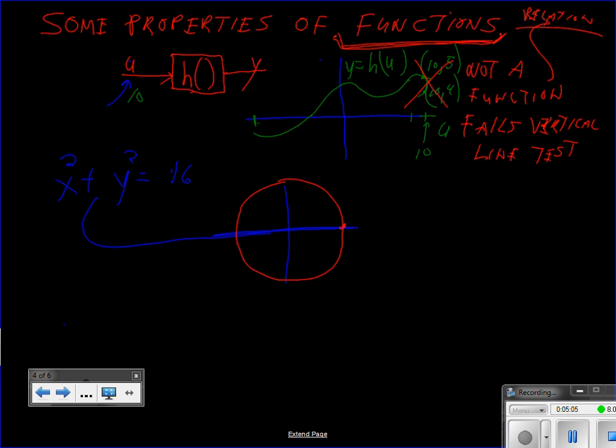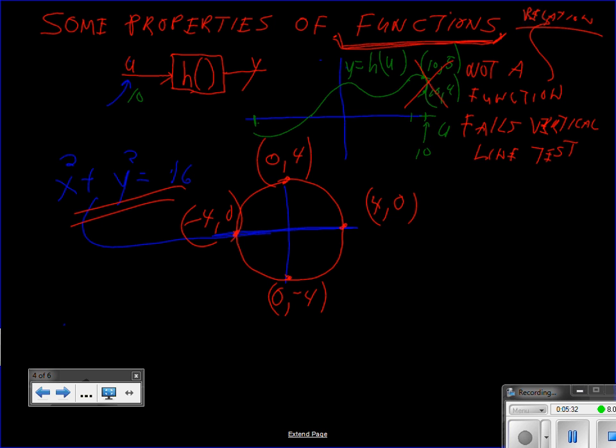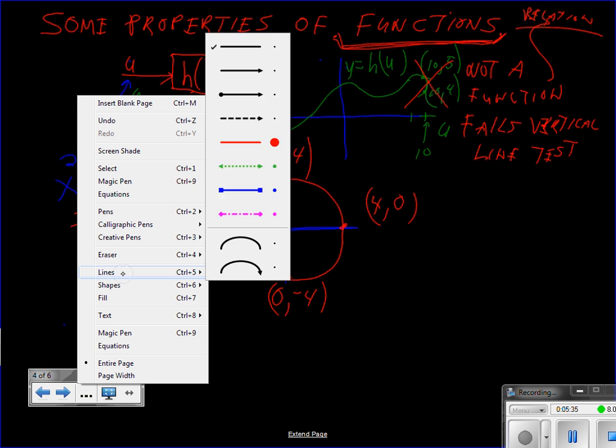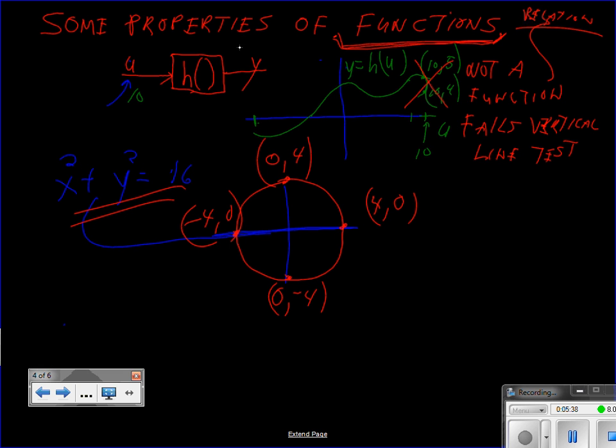Remember, a couple points here. Let's see, that point right there is what? Well, x is equal to 4, y is equal to 0. How about this point here? This point is 0, 4. What about that point? Well, that point is 0, minus 4. This point here is minus 4, 0. Clearly, this is a circle, but not a function. Not a function. Why? I guess I can, let's go lines here. Yeah, we'll get a line, see if I can, my line color is not right though.